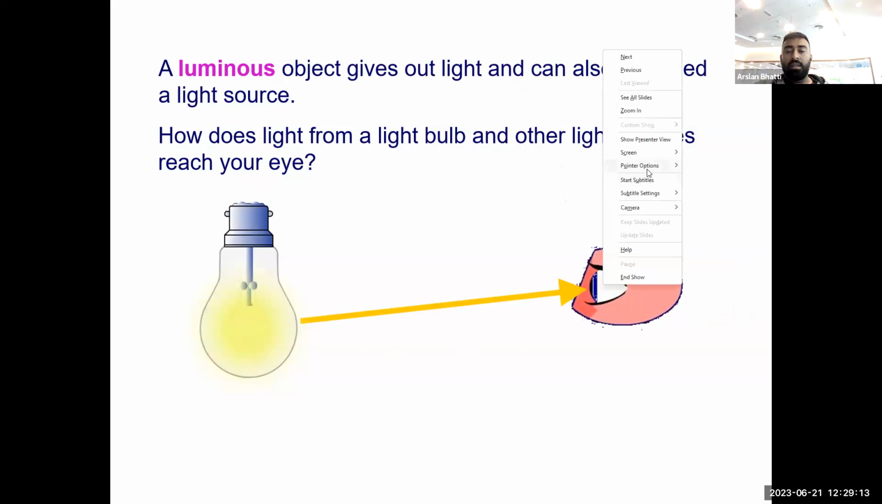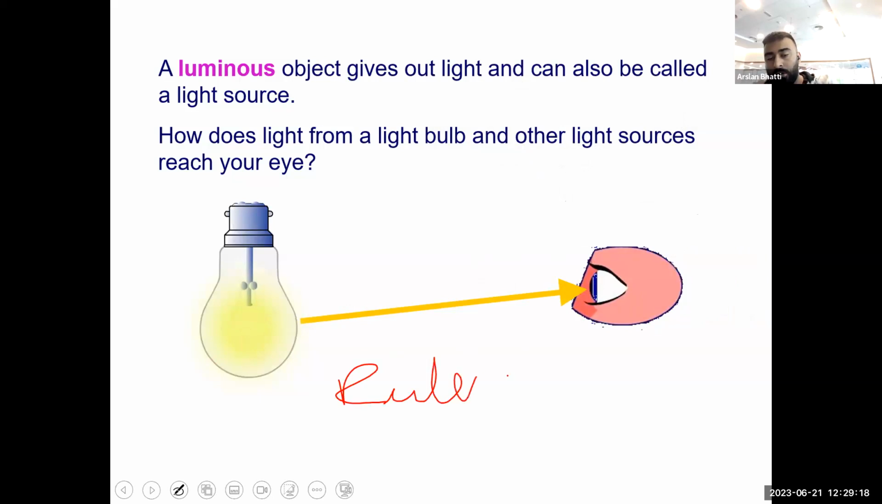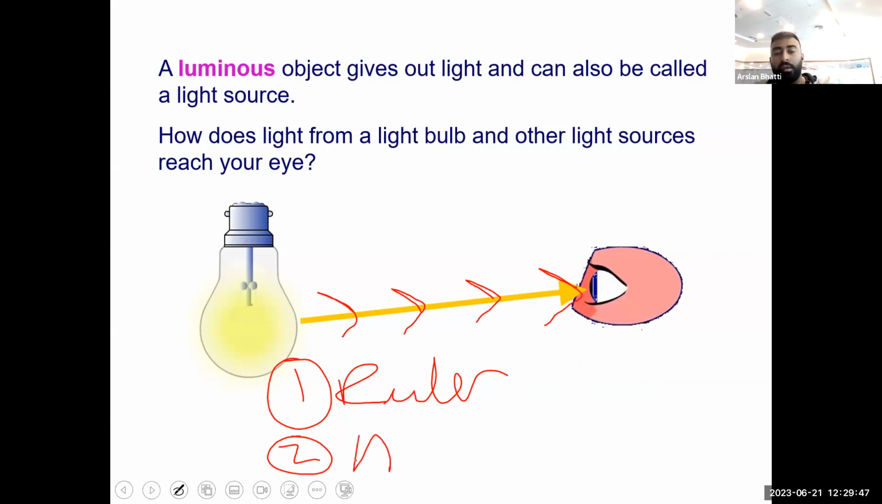And the way we need to draw the line is, number one, we draw the line with a ruler. Number two, we draw arrows, like this. And this indicates the direction of the line as well. If you don't draw a line with a ruler, you don't get any marks. So you need to make sure you draw a line with the ruler. If you fail to draw any arrows in the correct direction from the light source to the eye, you also lose out on marks. So you need to make sure you've done both of those things.